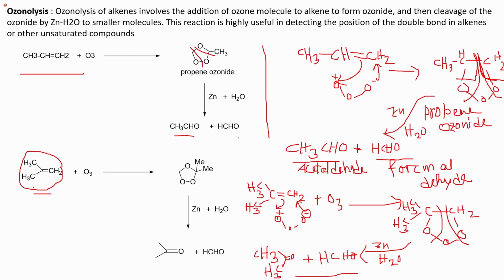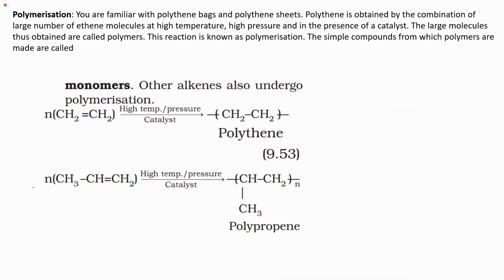Now we discuss another interesting example, that is the polymerization. So we have discussed the ozonide. Ozonolysis is one of the interesting topics. As we don't have much time, I'll only discuss the two examples. So then the polymerization. So what is polymerization?